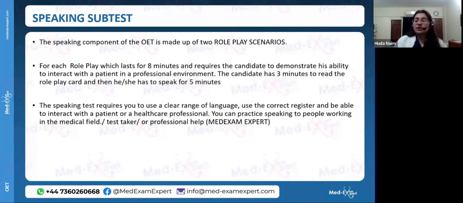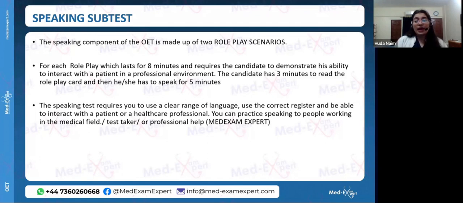And you have to use a clear range of language. You do not have to add any medical information on your own. You have to just use the role play cards that have been provided to you, but you have to elaborate those role play cards. You have to convey the role play properly. You have to convince the patient or address whatever the concerns of the patient are. And then you have to continue speaking for 5 minutes till the time you're asked to stop.